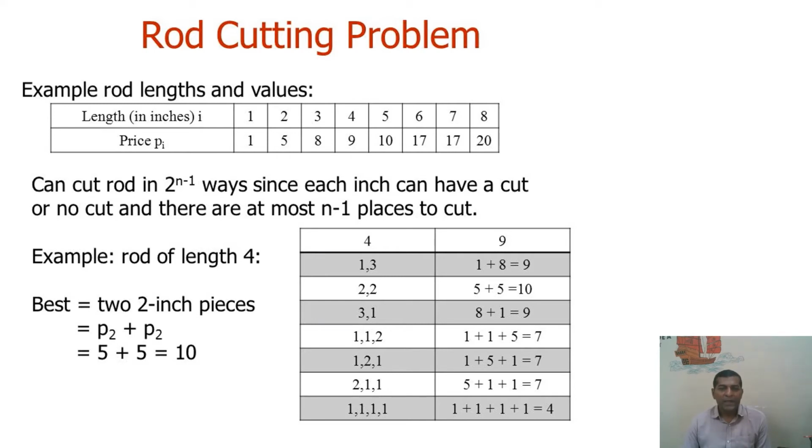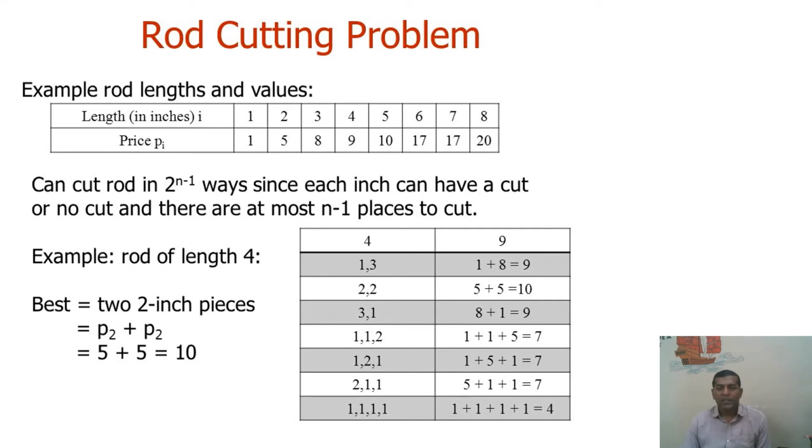It has a length which is defined with i: 1, 2, 3, 4, 5, 6, 7 and 8. The respective values are: length 1 is 1, length 2 is 5, length 3 is 8, length 4 is 9, length 5 is 10, length 6 is 17, length 7 is 17, and length 8 is 20.